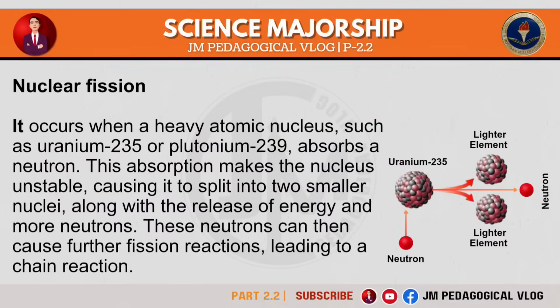Nuclear fission occurs when a heavy atomic nucleus, such as uranium-235 or plutonium-239, absorbs a neutron. This absorption makes the nucleus unstable, causing it to split into two smaller nuclei, along with the release of energy and more neutrons. These neutrons can then cause further fission reactions, leading to a chain reaction.